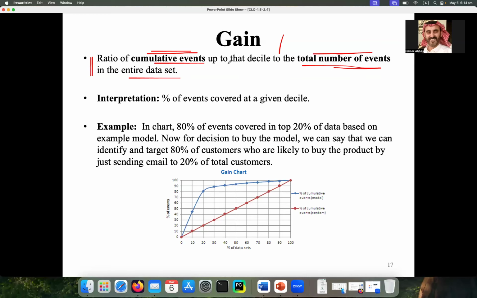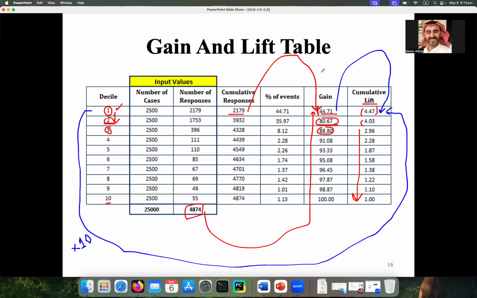And if we have a value of gain, for example, what is this value interpreting? It is giving the interpretation: the percentage of events that your model has seen up to decile 1. Percentage of events your model has seen up to decile 4. This is the interpretation. How you can read this value.